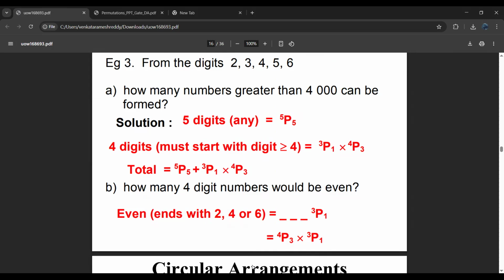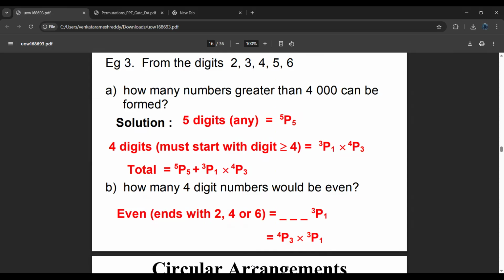There are five digits, so five blanks are there. Greater than 4000 means we should not start with two or three. We should start with four. Then we have to arrange the remaining numbers in the remaining blanks. The number must start with a digit greater than or equal to four. In how many ways can we start? There are five digits, so 5P5, 5 factorial.